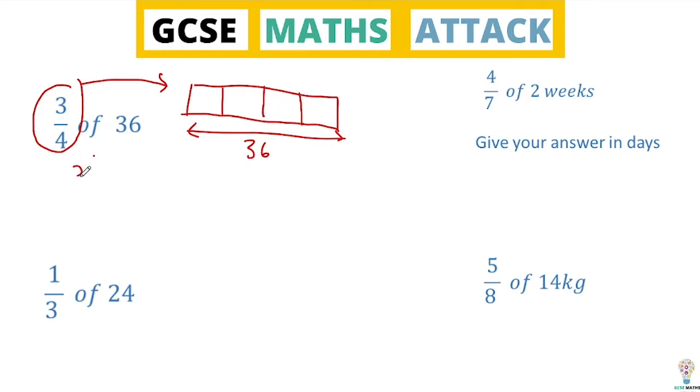And you're going to do 36 divided by 4 because it's shared by 4. That will give you 9, so you know each piece is worth 9. Now you're going to work out 3 parts of 4. So you've got 1, 2, 3. So you've got 9 times 3, which is 27. So this is worth 27.